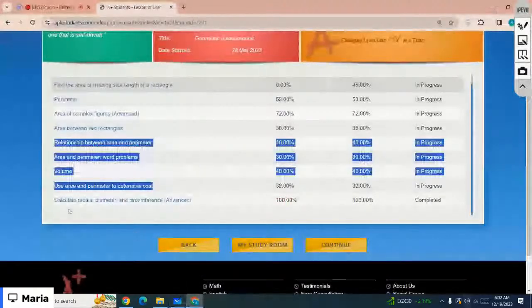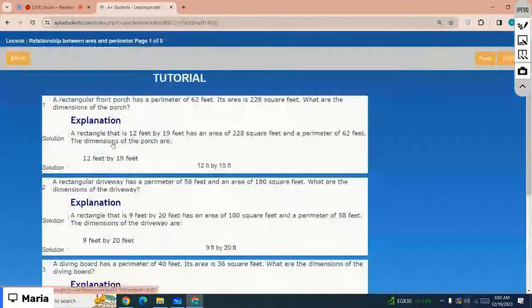The chapter we're working on is geometric measurement. Let's just start with the first lesson, that is relationship between area and perimeter. Okay, so let's just start with the example. Just listen to me carefully, right? A rectangular front porch has a perimeter of 62 feet. If its area is 228 square feet, what are the dimensions of the porch?